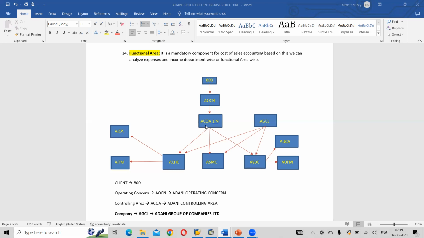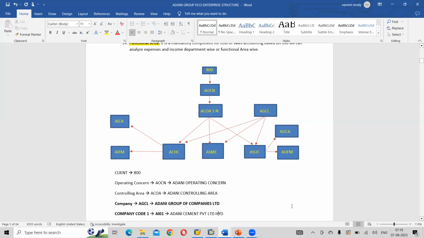ACOA is nothing but Adani controlling area. Adani controlling area. And we are going to follow 1:n methodology. You know that. What is the advantage with the 1:n methodology? Okay, next one. AGCL. AGCL is Adani Group of Companies Limited.